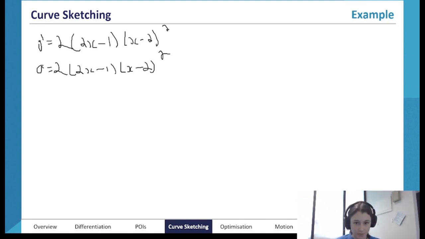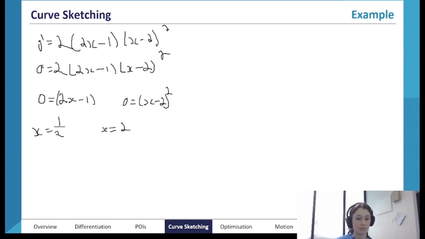So, hopefully you had the chance to think about that. What we can do is use the null factor theorem, similarly to when we're factorizing a quadratic and then finding the solutions for it. So we can say that 0 is equal to 2x - 1, and 0 is equal to (x - 2) squared. And then we can solve it from there. So this gives us that x is equal to 1/2, and x is equal to 2. And that was really simple.